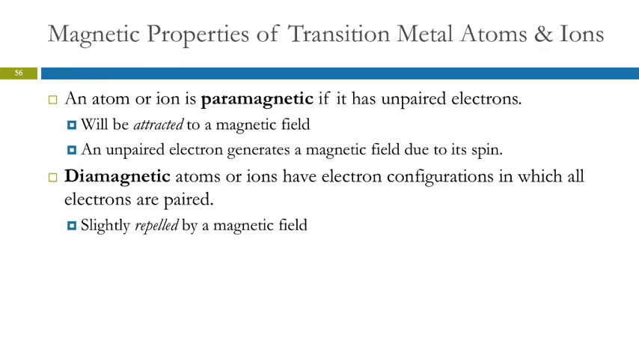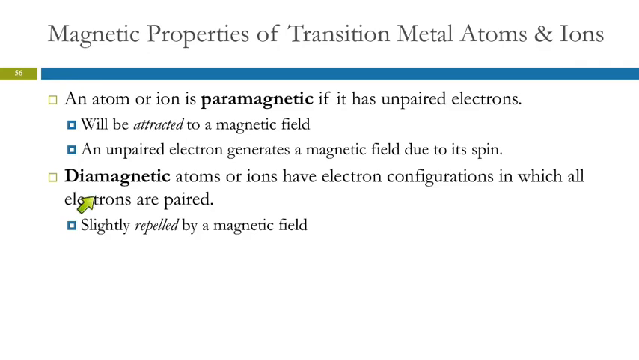So some substances are magnetic. They will be attracted to a magnet, and others are not, right? Not all metals will have magnets stick to them. So we say that an atom or an ion is paramagnetic if it has unpaired electrons. It's diamagnetic if all the electrons are paired up. Paramagnetic species are attracted to magnetic fields, and the reason is having at least one unpaired electron. That unpaired electron generates a magnetic field, and that magnetic field is what's attracted to the other magnetic field.